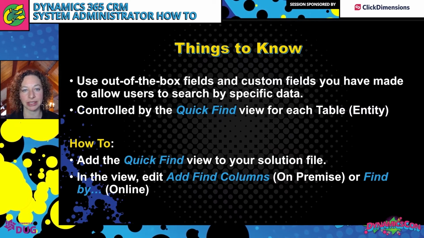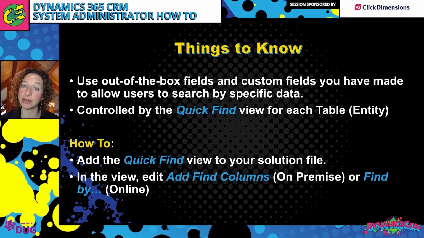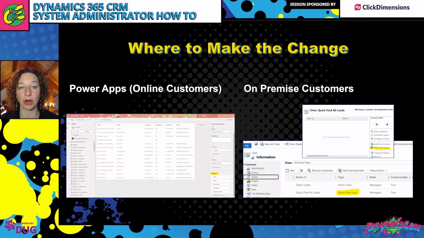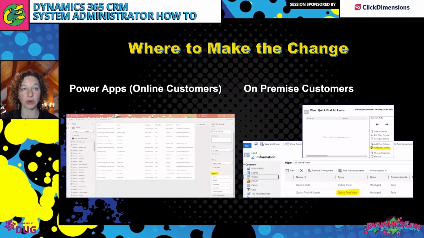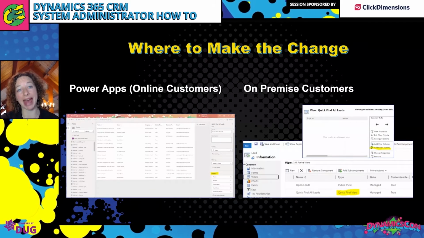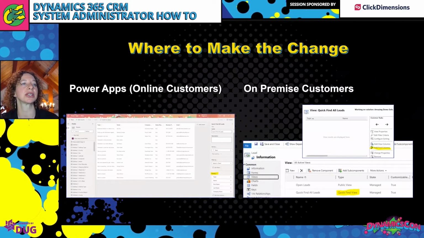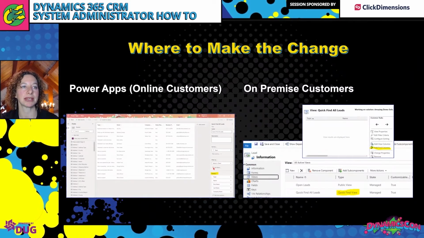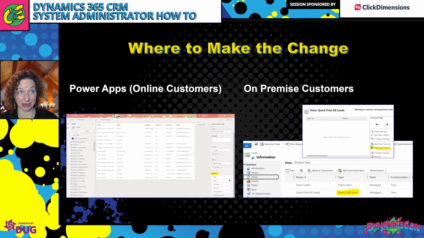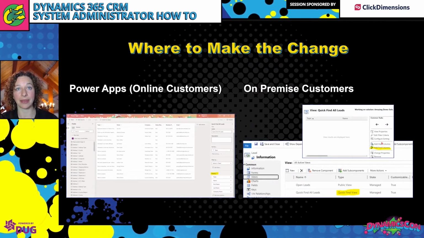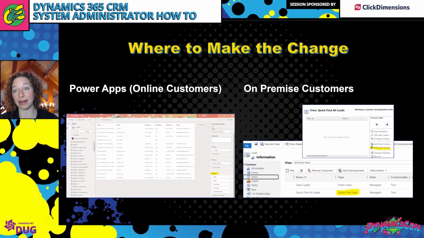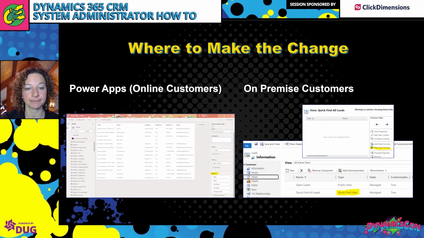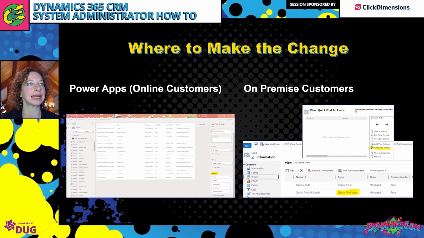So let's show you what that looks like. On the left-hand side is what you'll use if you're online. On the right-hand side for on-premise. So once you've created that view and once you've added it to your solution file, you'll be able to use the Find By, again here highlighted on the left, and then the Add Find Columns on the right for on-premise. So let's take a quick look at that.